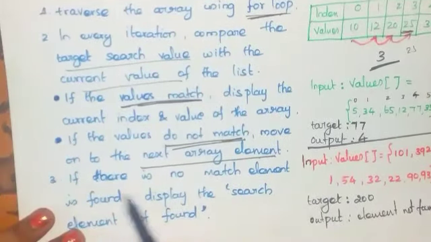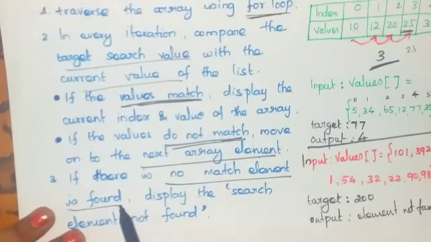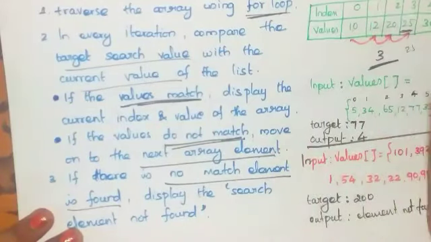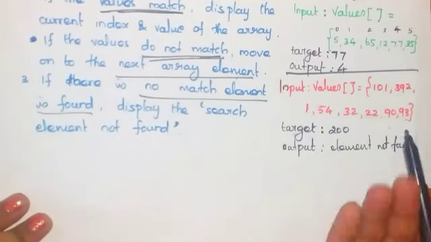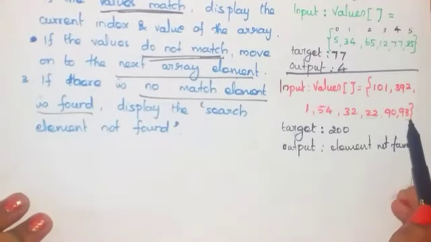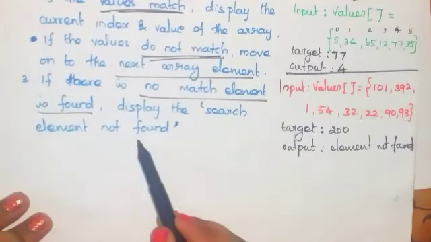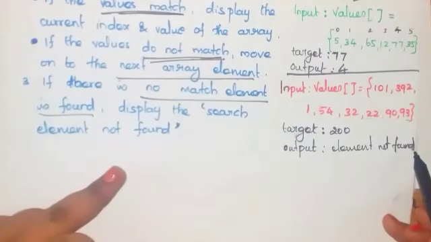Third point: if no matching element is found in the list. See here, 200 is not available in the list. There is no matching element in the list. So display that the search element is not found. It displays in the output: search element is not found.